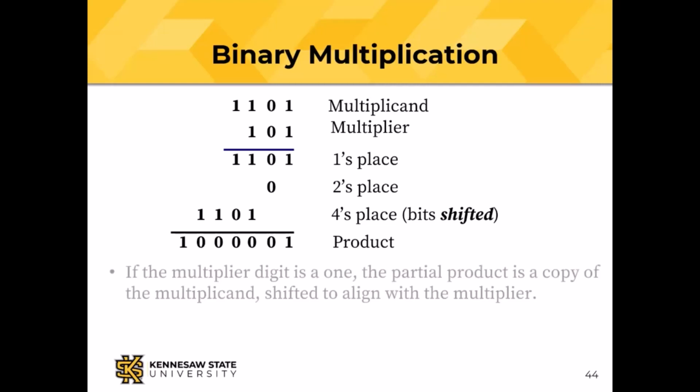Okay. All right, so I got ahead of myself. Partial product is either a copy of the multiplicand or it is a 0.